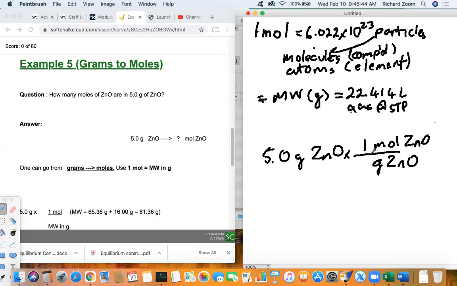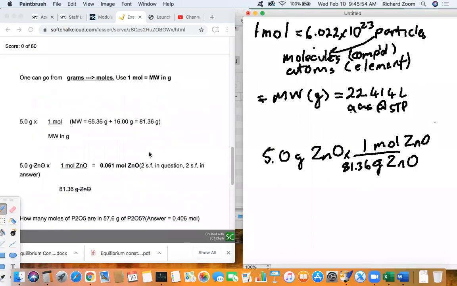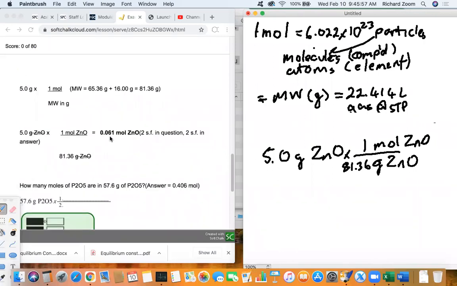And 1 mole of ZnO for every 81.36 grams of ZnO, so that's the molecular weight there. So the answer is going to come out to be 2 significant figures. It's going to be 0.061 moles of ZnO. So just remember that leading zeros are not significant. Even if there's a decimal point in the number, leading zeros are never significant.